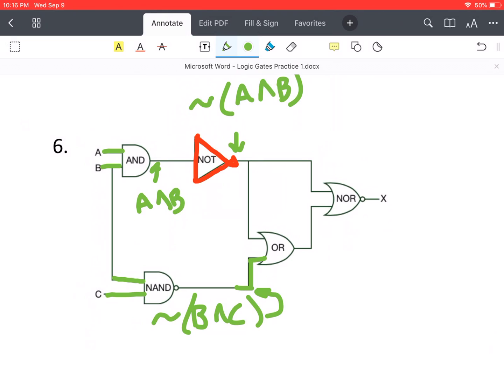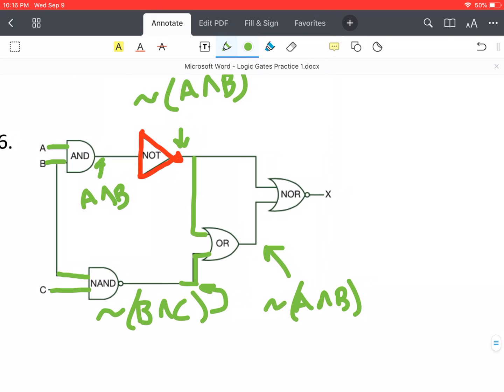Now that's going to flow into my OR operator along with this. So at this point, I'm going to have tilde A and B, or tilde B and C. Again, kind of an interesting output that we get here along this OR operator. And then that's going to flow into our NOR operator along with this initial statement.